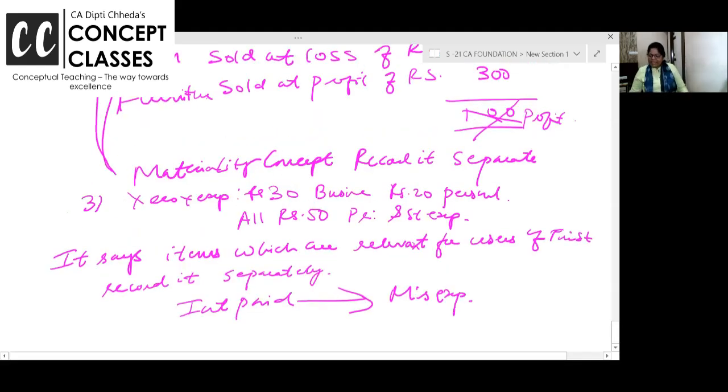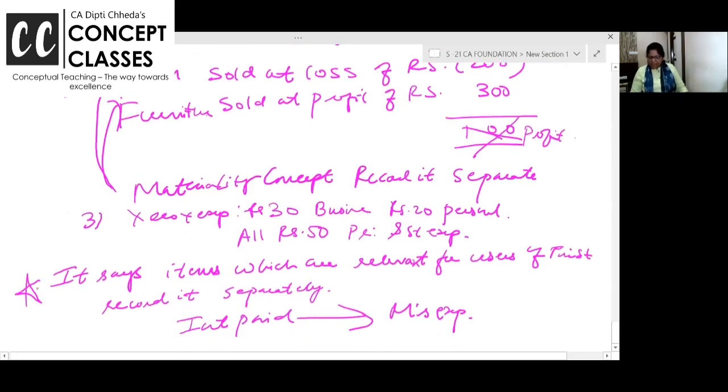So for materiality these examples are good. If you can write these words, it would be very nice. Write. Yeah, I'm here only. Write it. Items which are relevant for the decision. You can add the words for the decision of users of financial statement. If it affects the decisions of the users of the financial statements, then understand it as material.